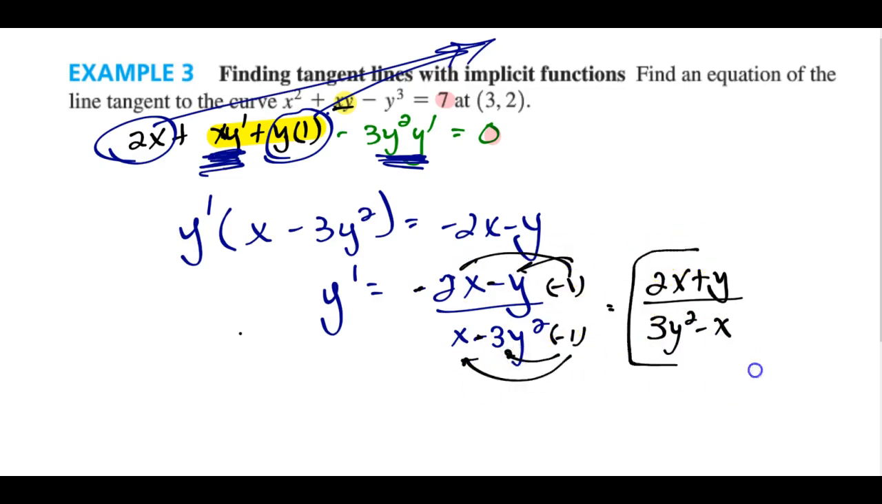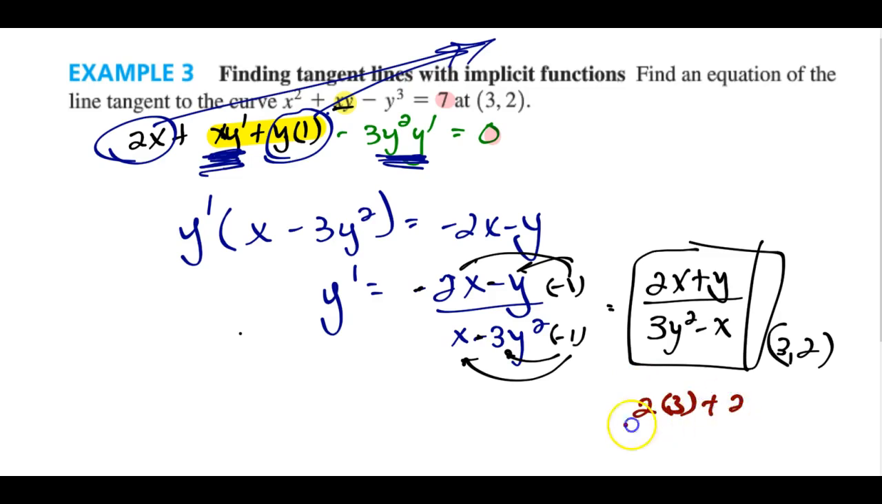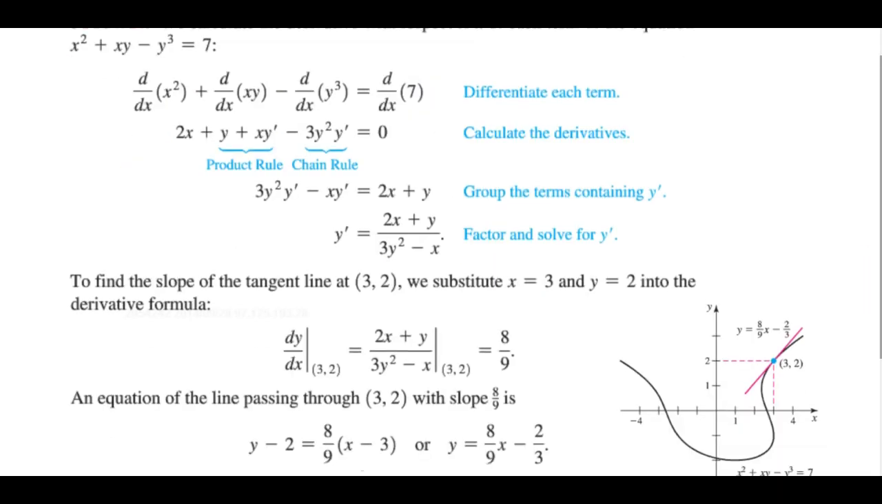And so I would say this would be the derivative, and then before we check, we just want to find it at the point 3, 2. So evaluate it at the point 3, 2, and let's do it. So I'll plug in 2 times 3 plus 2 over 3 times the y value squared minus the x value. And if you number crunch that, I think you get 8/9. We'll see what the author says. Let's see. Oh, good.